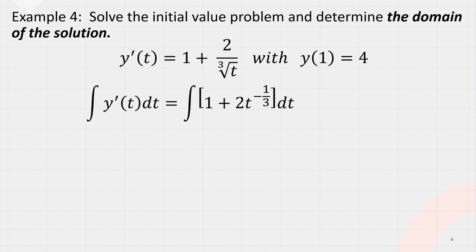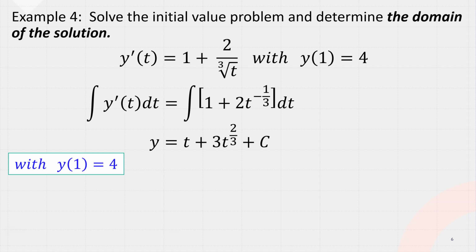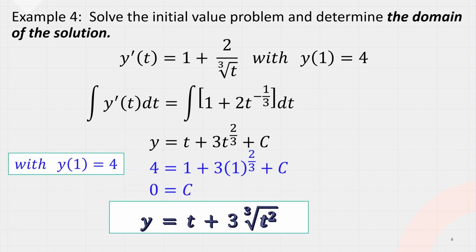Okay, now when we integrate both sides, we will get the general solution, y equals t plus 3t to the 2/3 plus c. Now when we plug in t equal to 1 and y equals 4, we will solve for c, and we will see that c is actually equal to 0. So the solution to this initial value problem is y equals t plus 3 times t to the 2/3. I wrote that as cube root of t squared because I like that. That looks a little bit nicer.